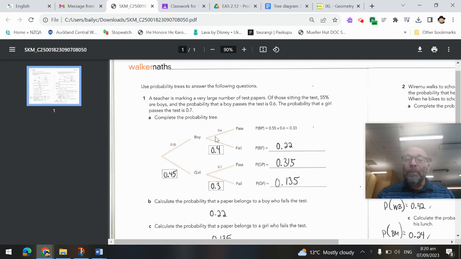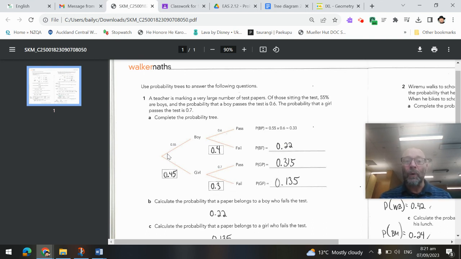The probability of a boy passing the test is 0.6, so we need to find the value for failing that would get it adding up to 1, which would be 0.4. And if the girl's probability of passing is 0.7, then the girl probability of failing is 0.3.